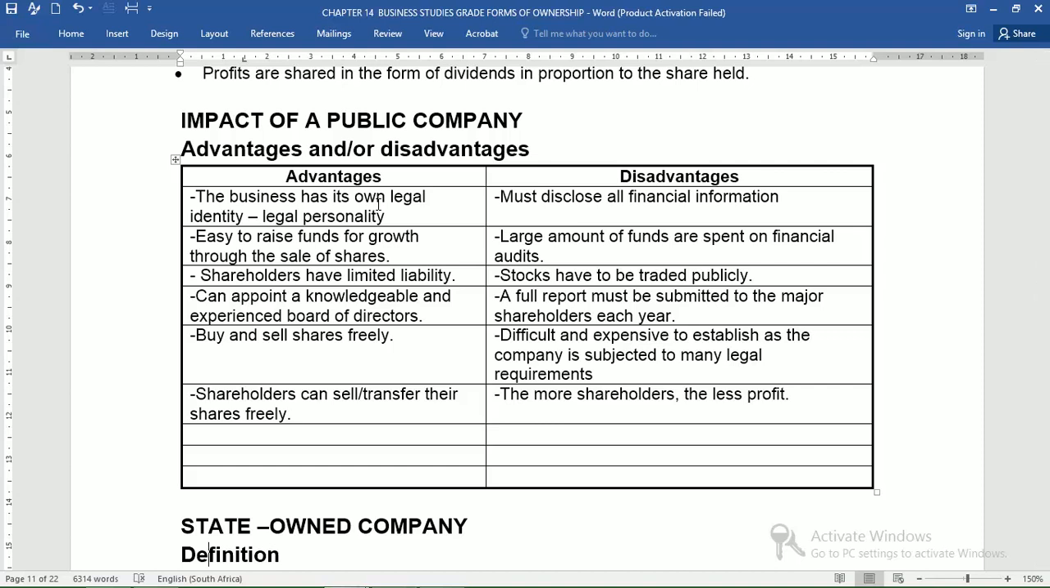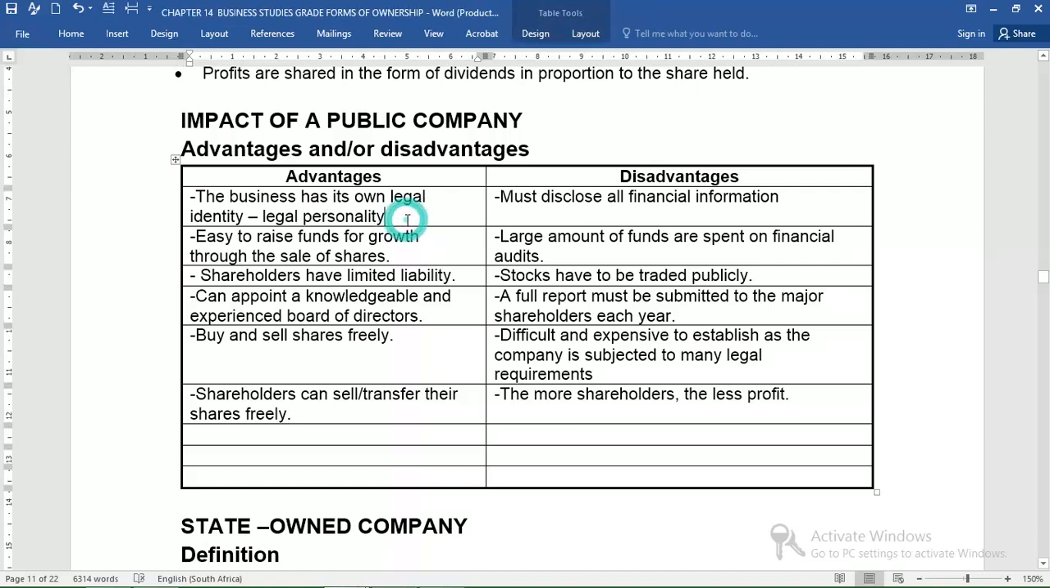You have an ID. The company has got a company registration number. You also open accounts. The business, since it's separate and registered on its own, can also open its own account in the bank. It can employ its own people. It can do whatever in its own name. It doesn't need the names of the owners, right?